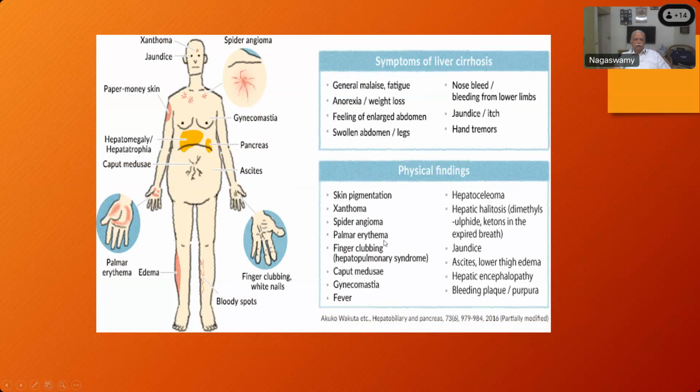The physical findings will be skin pigmentation, xanthoma, spider angioma, palmar erythema, finger clubbing, caput medusae, gynecomastia, fever, hepatosplenomegaly, and halitosis. These are the various physical findings you will face. So remember this. Now coming to this particular physical finding, clubbing. This may be an important discussion in the examination. The examiner may ask you to define clubbing. What is clubbing?